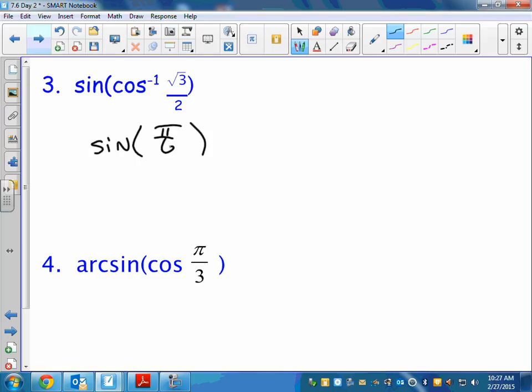And then you do the outside function. What is the sine of pi over 6? 1 half. So the answer is just whatever you get when you do all of those, but you just have to start with the inside function.